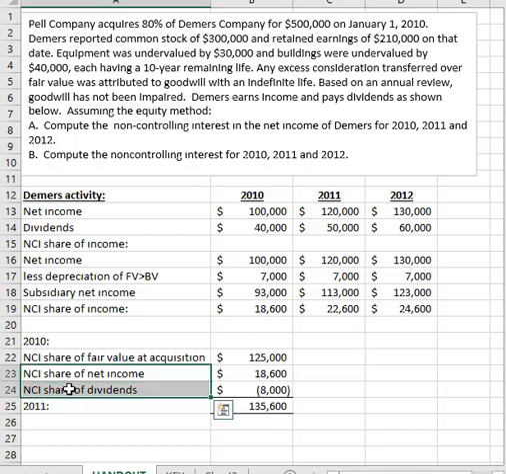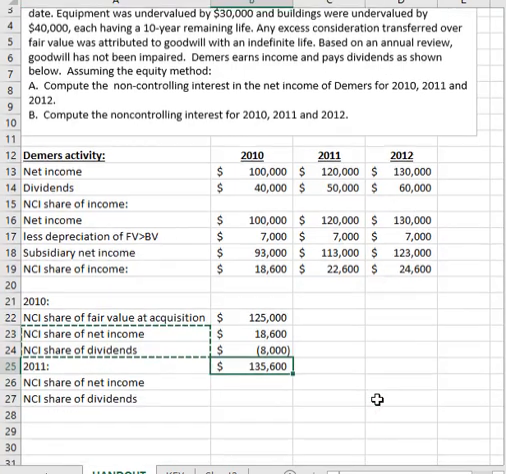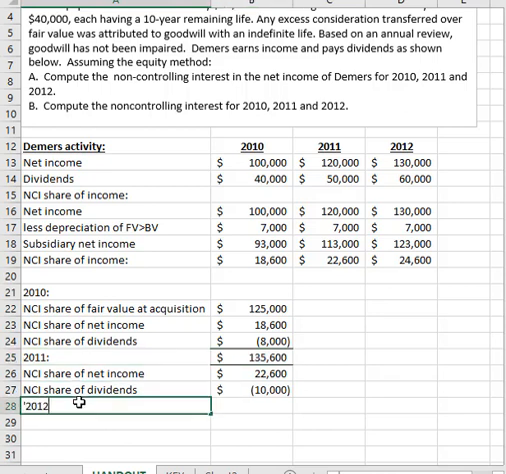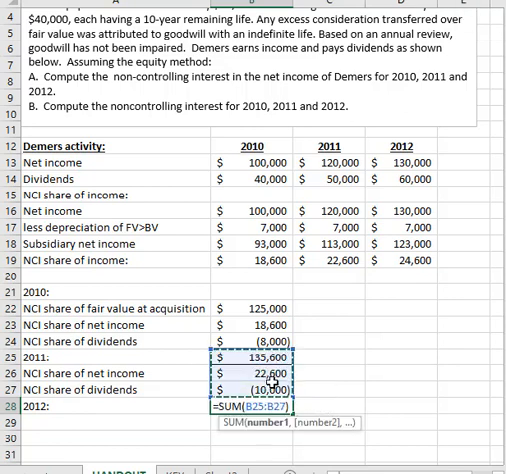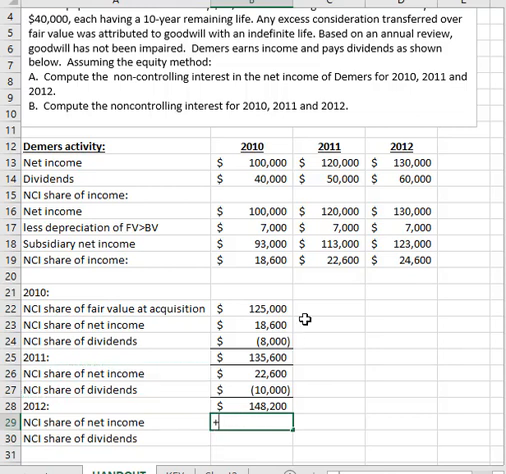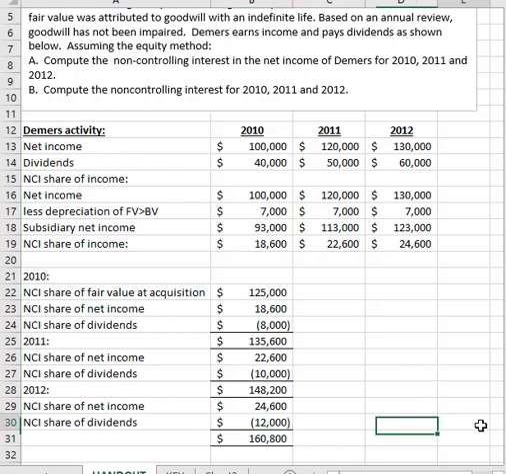And so 2011 beginning is the ending from 2010, and then we would add their share of the income from the next year minus their share of the dividends, 20% for the next year. And so beginning balance, which is the ending balance of the prior year, plus those two. And so then we've got the same sort of deal going on. We add in the income from 2012 and their share of dividends for 2012. Beginning plus those two things. And we have the ending for each of the 3 years.